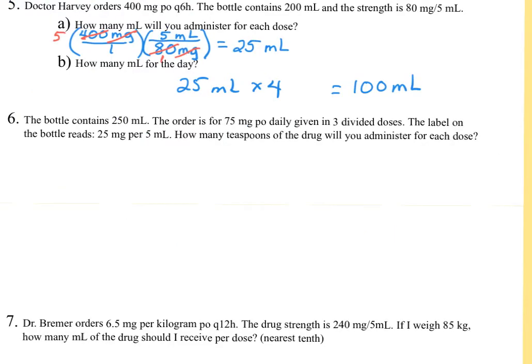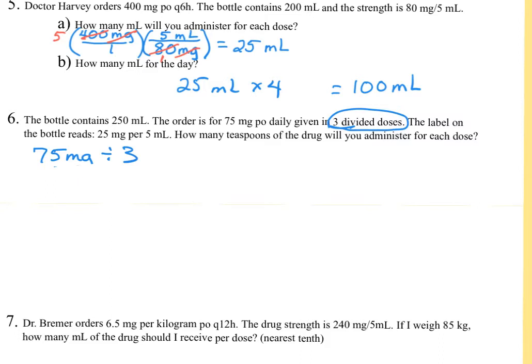Okay, number 6. The bottle contains 250 milliliters. But that's not the order. It is the first thing, but be careful where you start. The order is for 75 milligrams by mouth daily given in 3 divided doses. Okay, we need to unpack this one a little bit more. This is the order for the day, but it's supposed to be in 3 divided doses. So first we have to divide 75 by 3 instead of starting out our dimensional analysis.